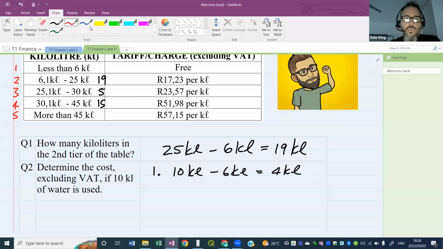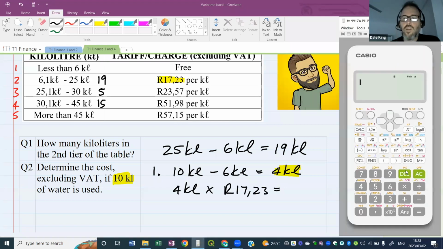Now, this 4 kiloliters here, because your monthly usage is 10, if you go over 6, it means you've gone into the second interval. If you go over 6 in the month, you're going into the second interval. So this 4 kiloliters that is left must be charged at the second interval's rate, which is 17 Rand 23. So I'm going to say times 17 Rand 23, press equals, and I'm going to use my calculator and say 4 times 17.23. And that gives us 68.90 Rand.